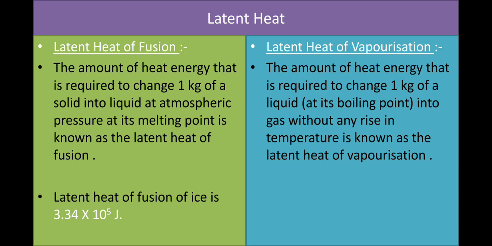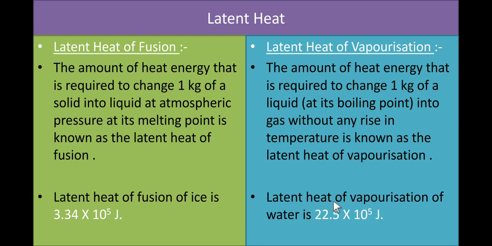But in between the boiling point and conversion of all the liquid into gas, the heat used is called latent heat of vaporization, and it does not change the temperature. For example, latent heat of vaporization of water is 22.5 into 10 to the power 5 joule per kg. That is, at 100 degrees C or 373 K, to convert 1 kg of water into steam, we need 22.5 into 10 to the power 5 joule energy.